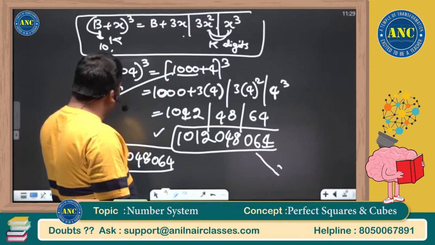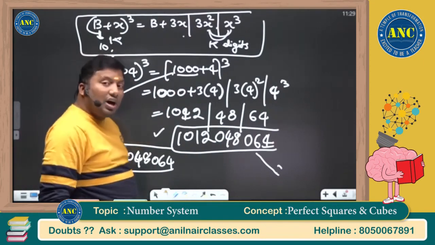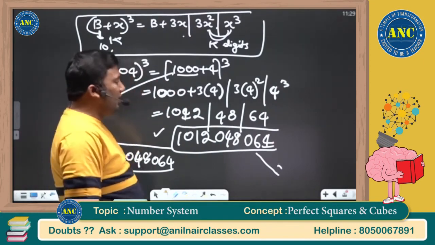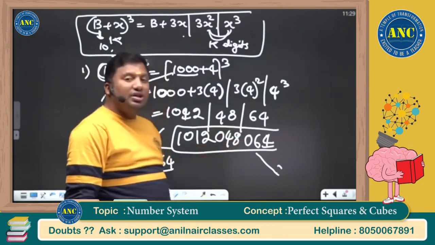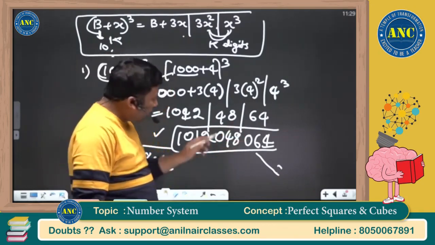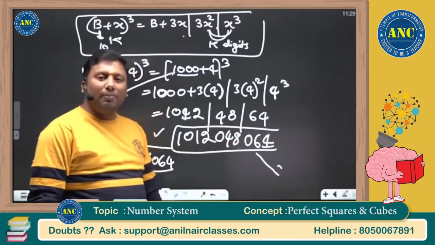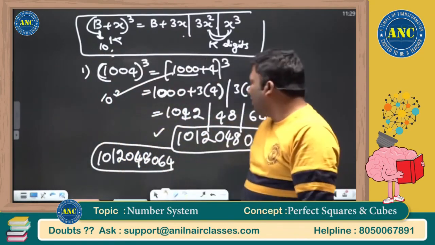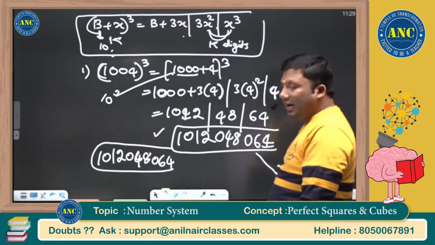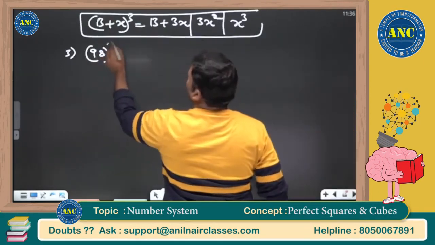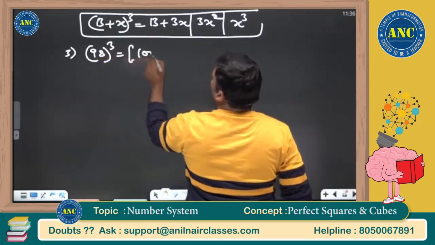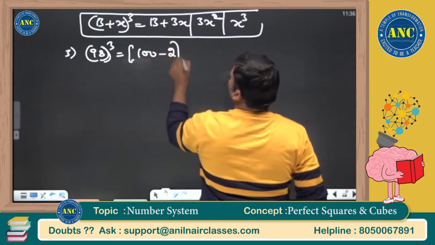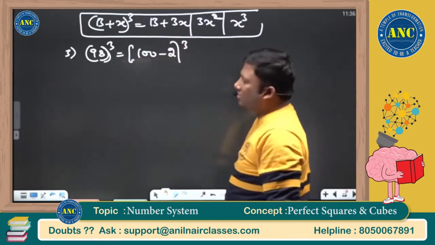1000 is 10 power 3. Power is 3, so the last two places should have 3 digits. 64 in a 3-digit format is 064. 48 in a 3-digit format is 048. 1012, 048. Now 98 whole cube, which is 100 minus 2 power 3. Here b is 100 and x is minus 2.